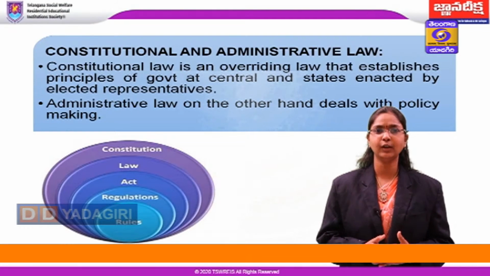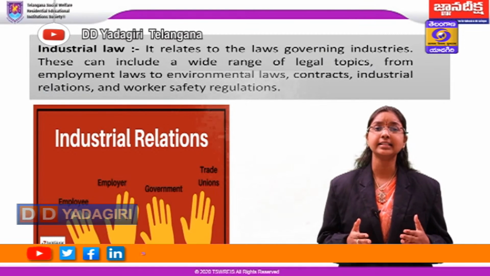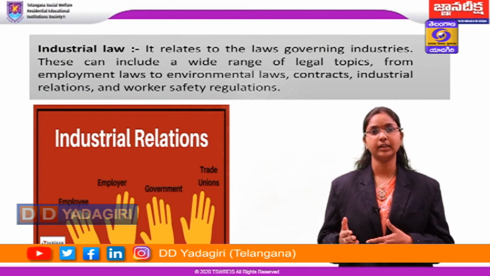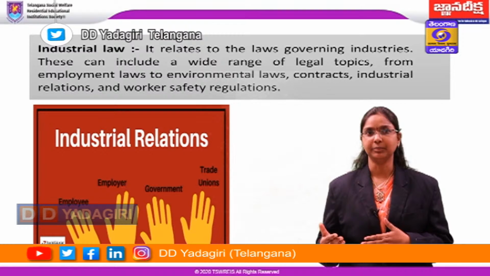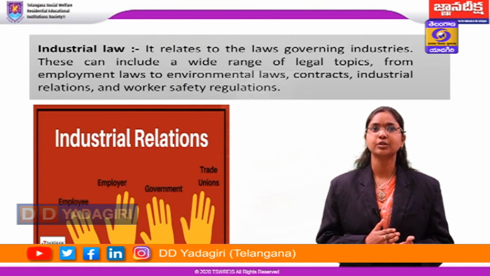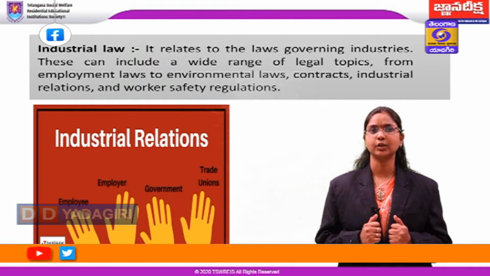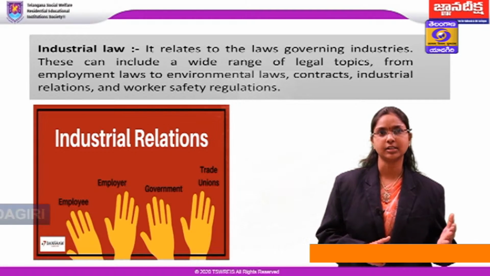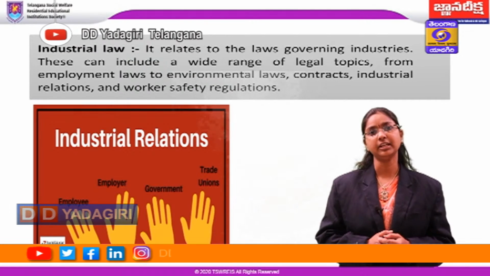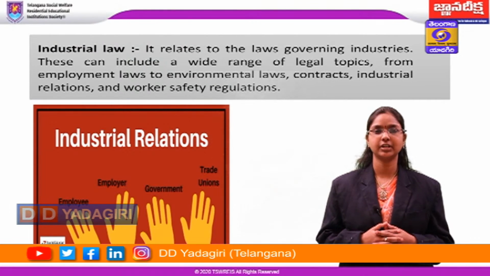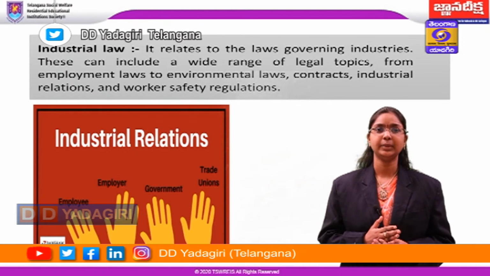The next type of law is industrial law. Industrial law regulates the relationship between employer and employee, trade union relationships and the relationship between the industries and government. Industrial law relates to the laws that govern industries. These can include a wide range of legal topics ranging from employment laws to environmental laws, laws of contract, industrial relations and worker safety regulations. The primary object of industrial law is to eliminate or put an end to unfair trade practices.